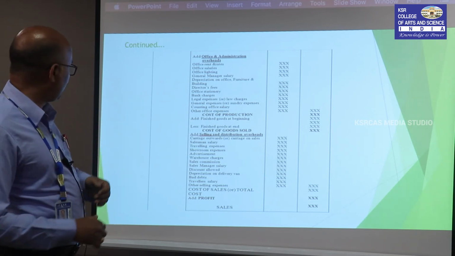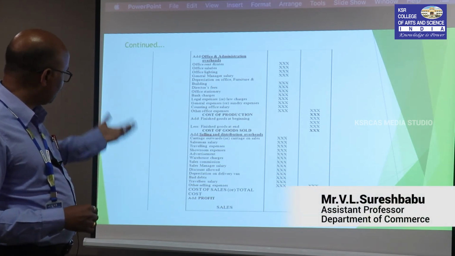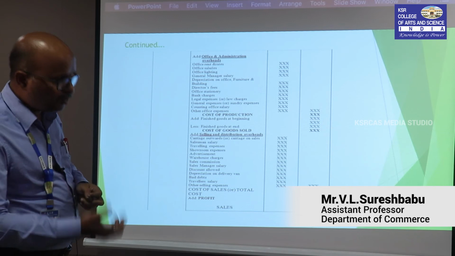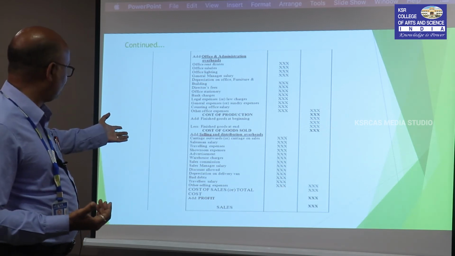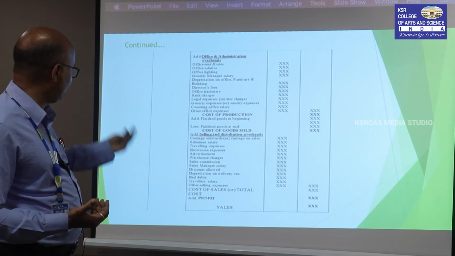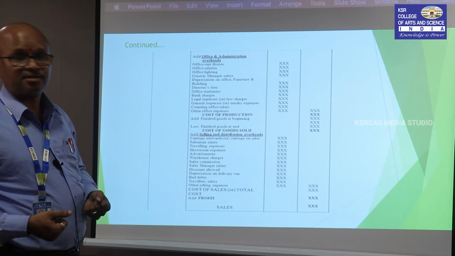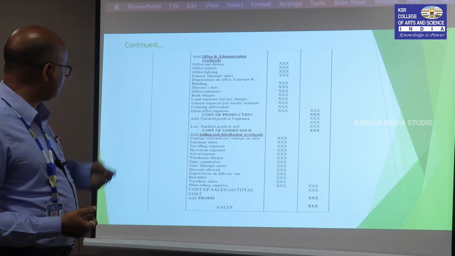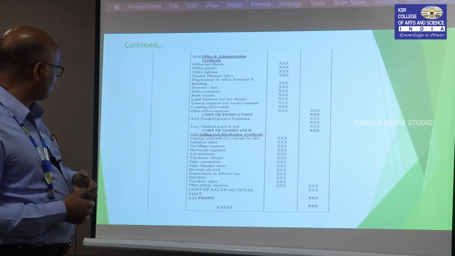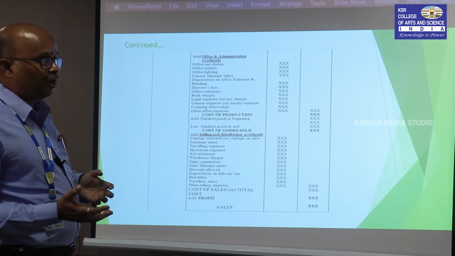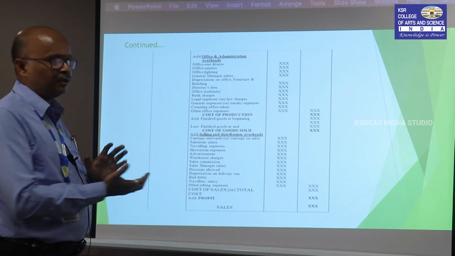The next one, the last one, is the selling and distribution overheads. For example, what are the expenses that take place in the selling of a particular product? Salesman salary, traveling expenses, showroom expenses, advertising, warehouse charges, all these things come under selling and distribution overheads. By adding all these things, we get the cost of sales or total sales. Along with that, we have to add the profit to get the sale.